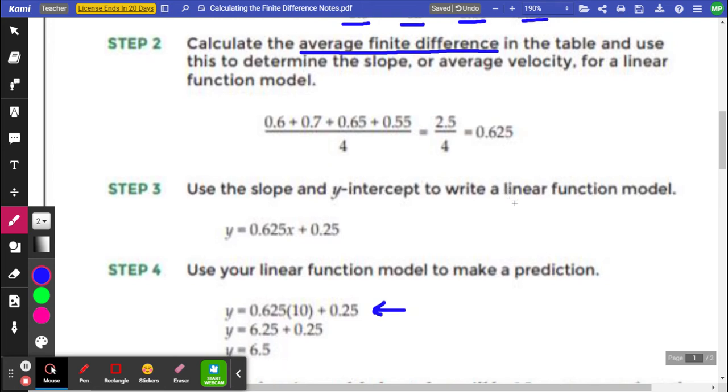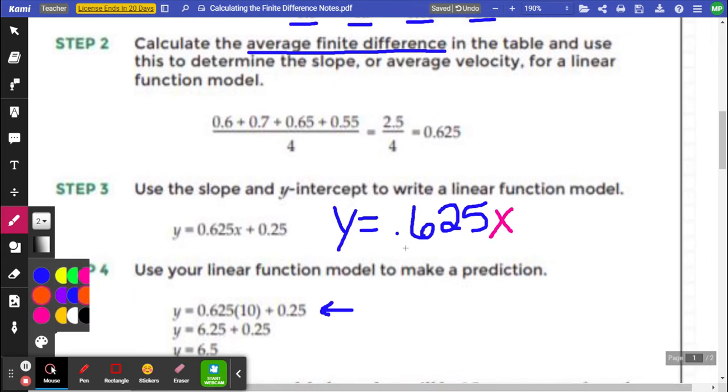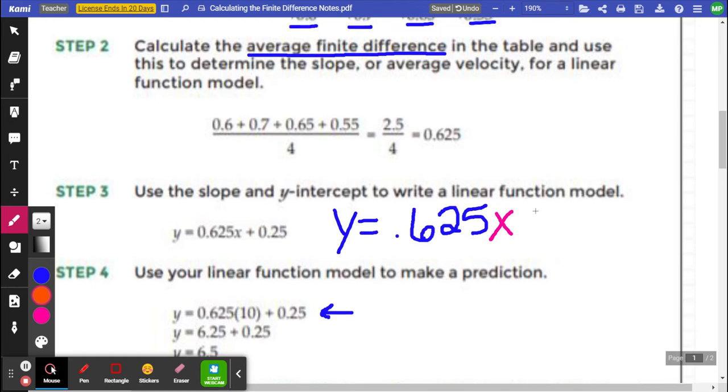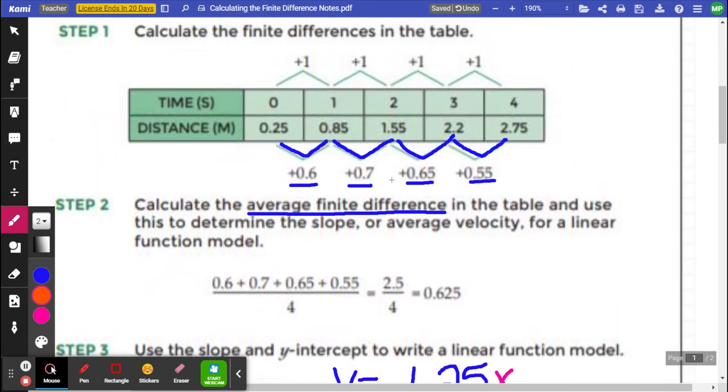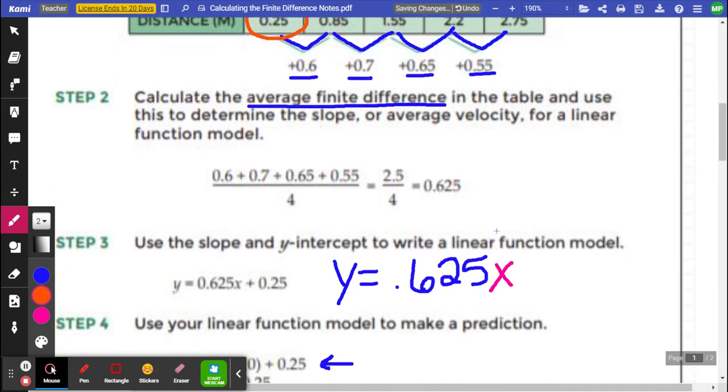When I write it into an equation, I write y equals 0.625. Slope always gets what letter? X. Okay. And then you have to have a y-intercept. Somebody remember from last Friday, how do I find the y-intercept of a table? I just look for when x equals 0. So I look at this table. This is where x is 0. So I know my slope is 0.625 and my y-intercept is 0.25.